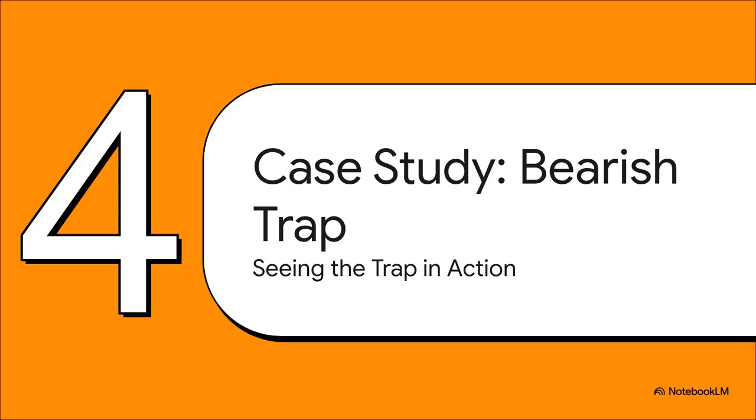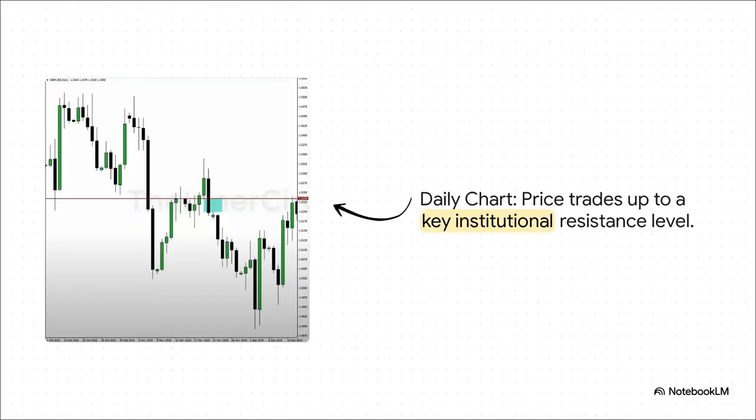All right, theory's one thing, but let's see this actually play out on a real chart. We're going to look at a bearish trap where what looked like a perfect uptrend was really just designed to fail. So the first rule is always context. You have to look at the bigger picture. On the daily chart here, we can see that price has rallied right up into a major institutional resistance level. Smart money is not looking to buy up here, they're actively looking for reasons to start selling.